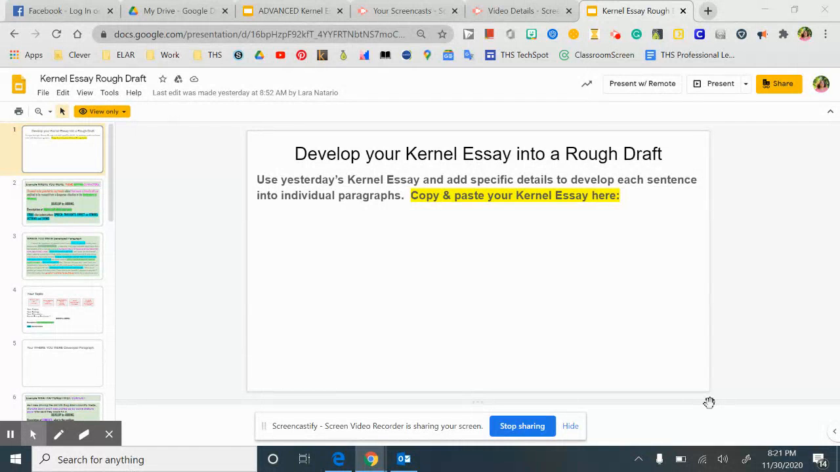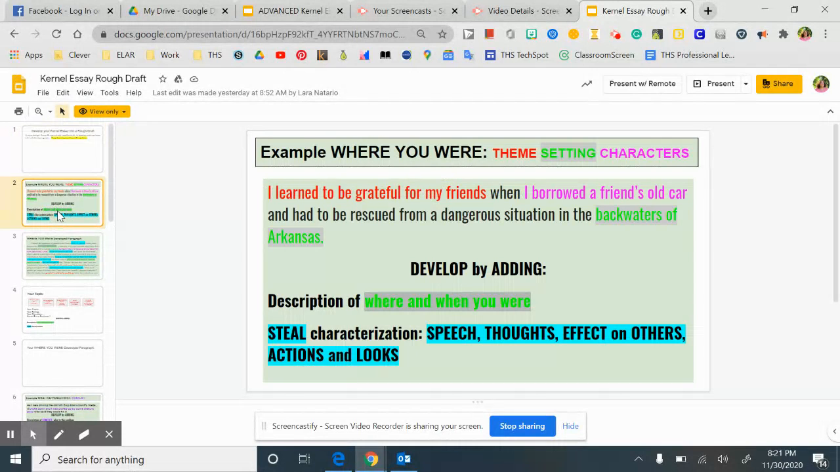So on this first slide, you are going to use yesterday's kernel essay and add specific details to develop each sentence into individual paragraphs. So here, we're just going to copy and paste your kernel essay from yesterday. You're just copying and pasting, putting it here. The next slide is the example slide of where you were, okay?